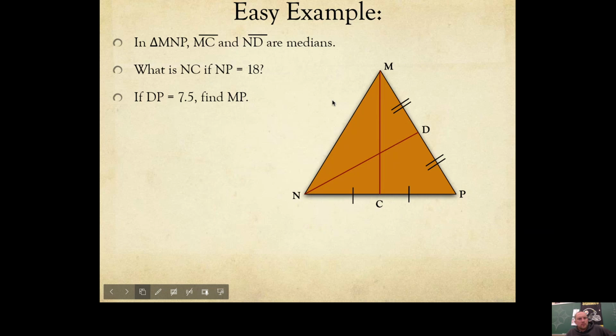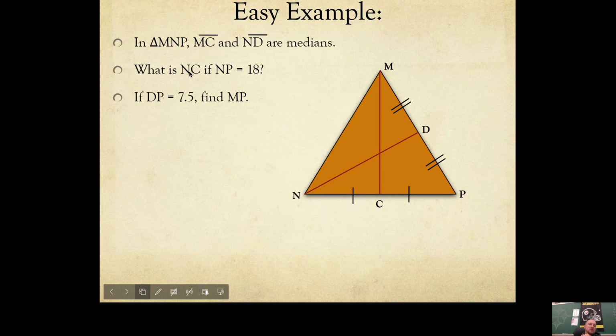So here's a triangle. It's triangle MNP. They're telling you that both segment MC and segment ND are medians. So really what that means is this point is a midpoint. N is the vertex. That's what makes it a median. Same thing with segment MC.